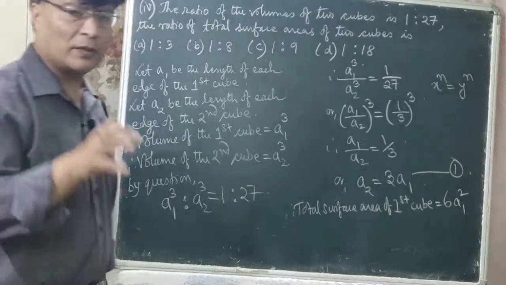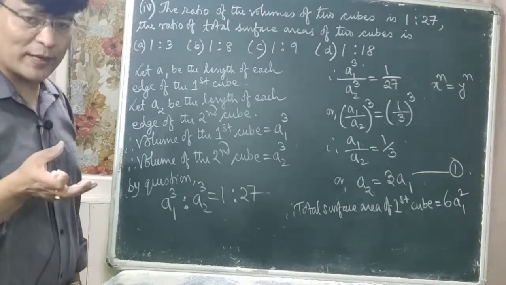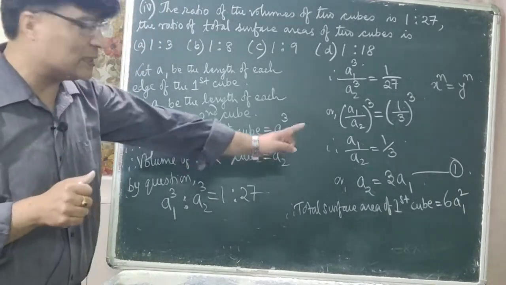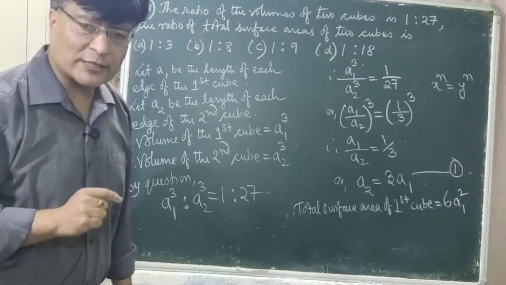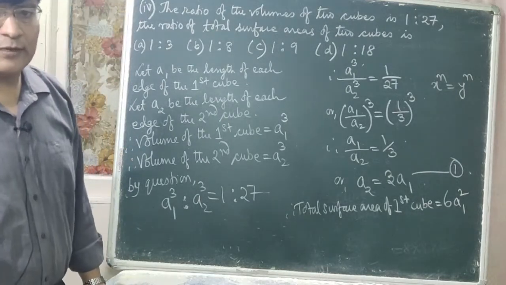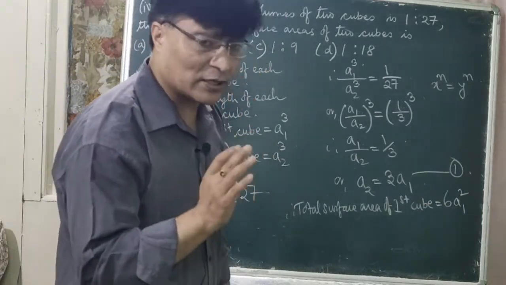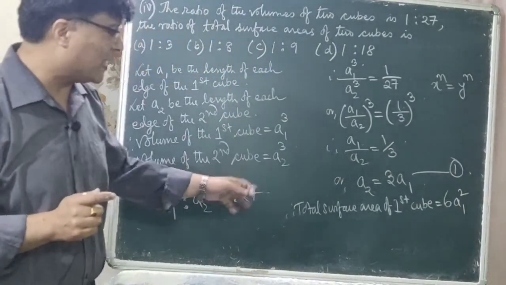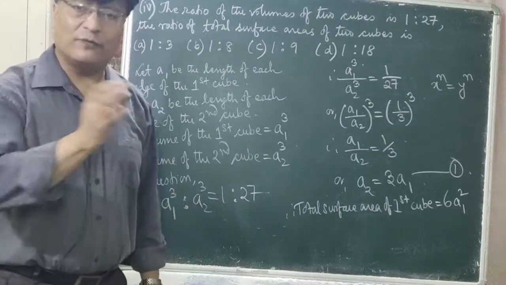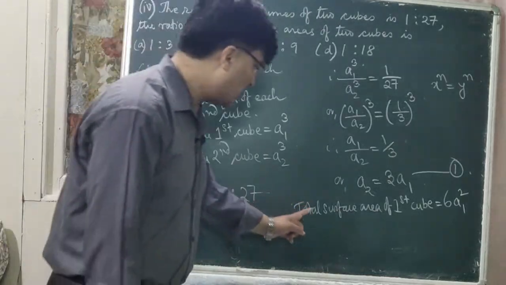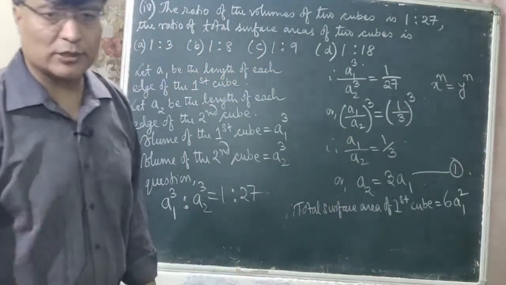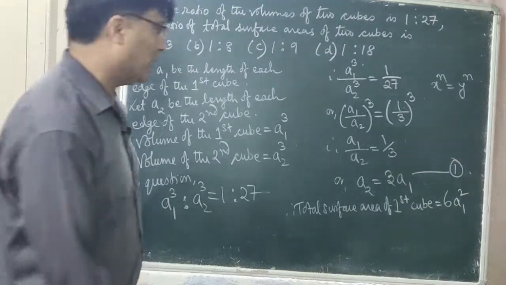Question is here. प्रत्येक surface के हुन्छ? Square हुन्छ. What is the area of a square? It is A1 square. So how many surfaces are there? 6 surfaces are there in a cube, isn't it? So that area of each surface should be multiplied by 6 to get the total surface area of the first cube. Okay, so what is the total surface area of the first cube? That is your 6A1 square.